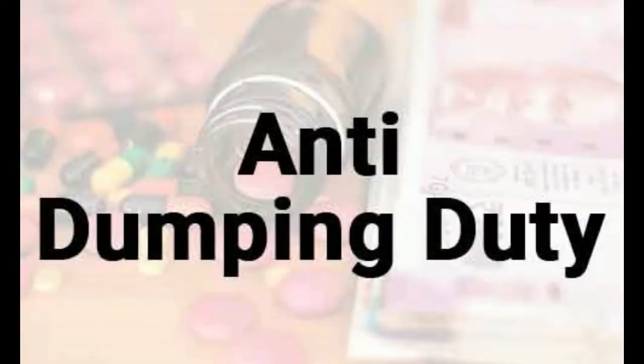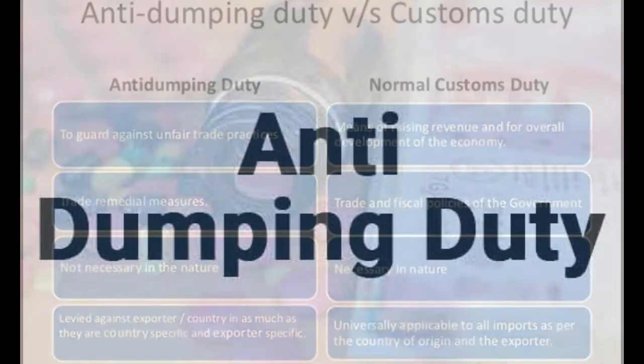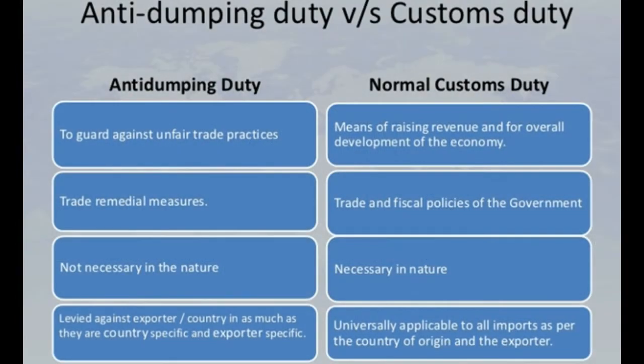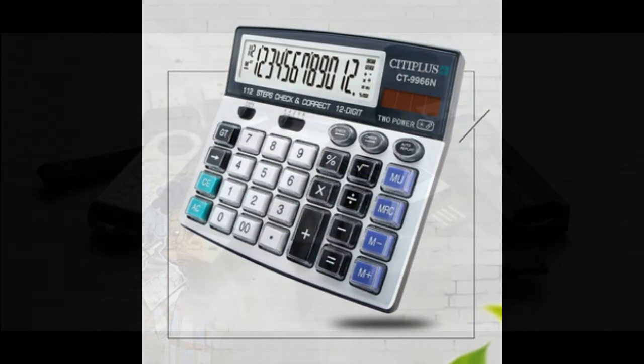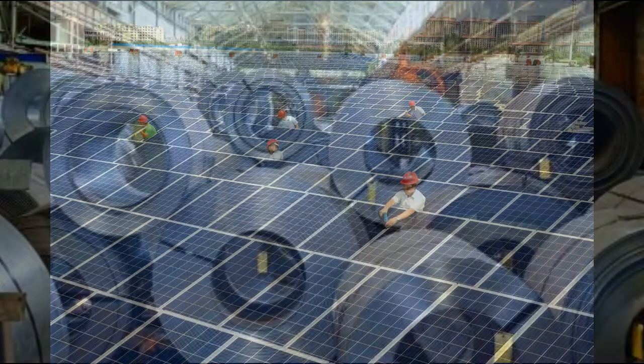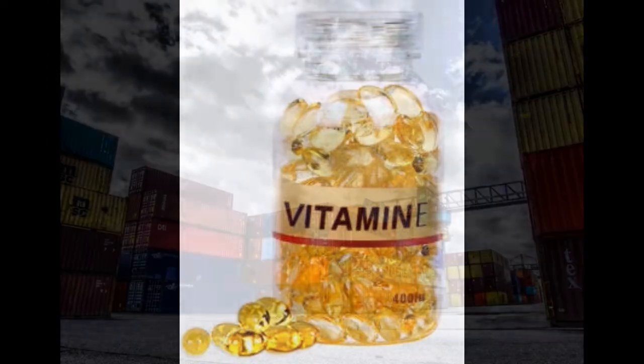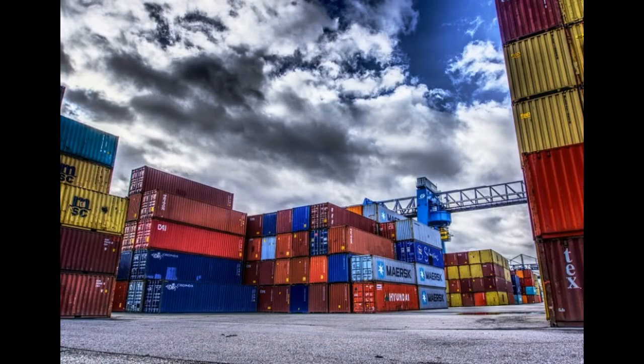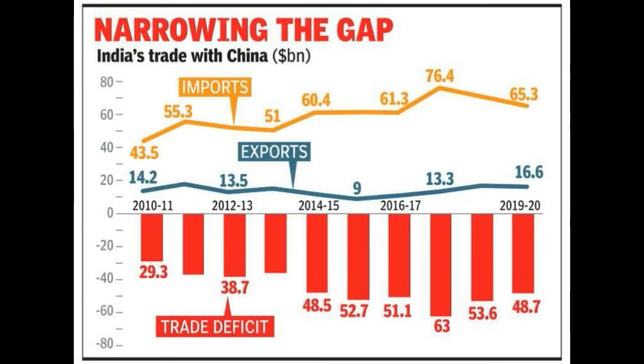India may extend anti-dumping duties and safeguard on more than 24 Chinese goods ranging from calculators and USB drives to steel, solar cells and vitamin E, amid concern that a flood of imports would kill domestic manufacturers who lose duty protection soon against such products.